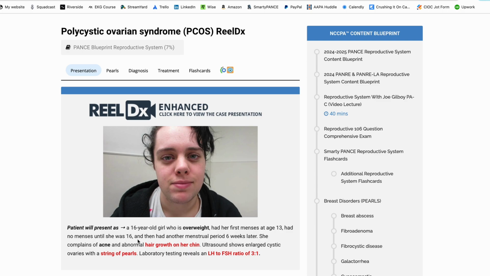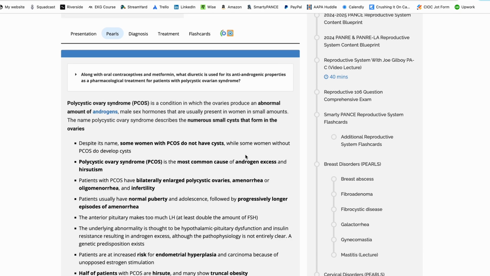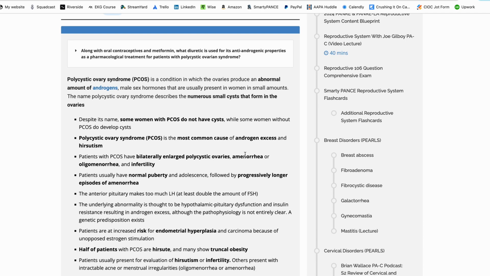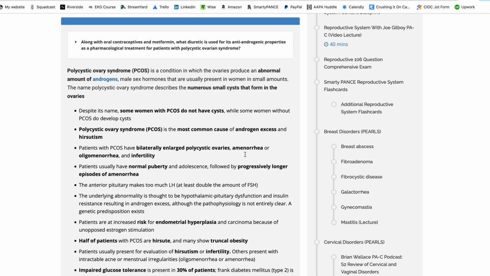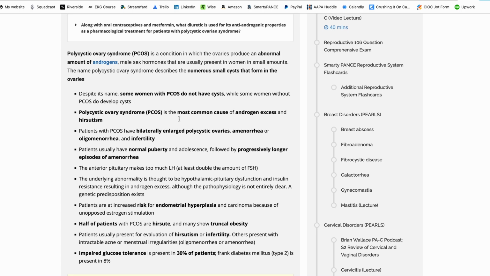Her periods are irregular here. She has hair growth on her chin, acne. Then you go here to pearls, and it's going to be more information. It's going to give you the pearls, the main things you need to know about this syndrome. And if you look through here, it doesn't specifically mention the acanthosis nigricans, which is what that velvety discoloration on the back of her neck was.